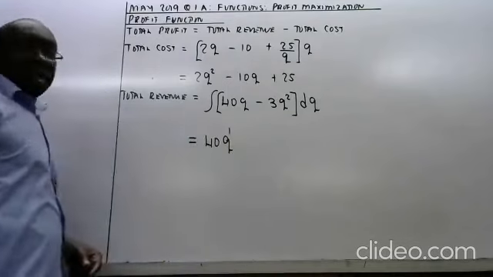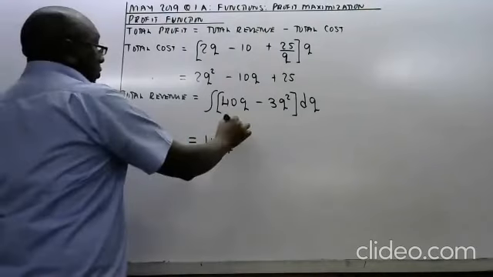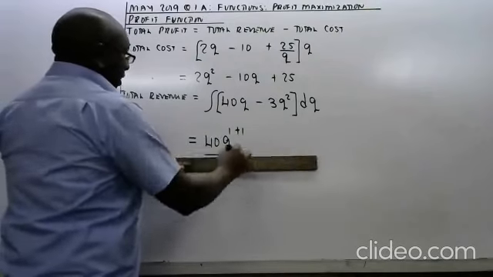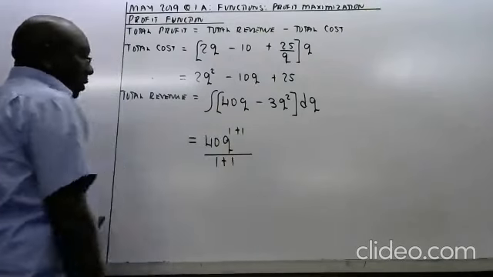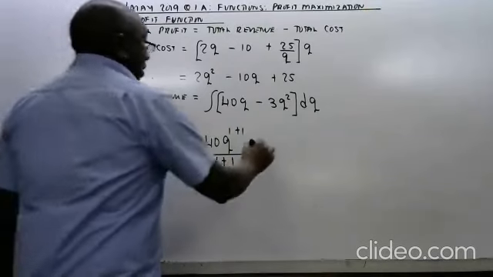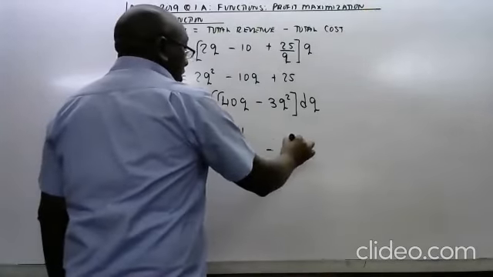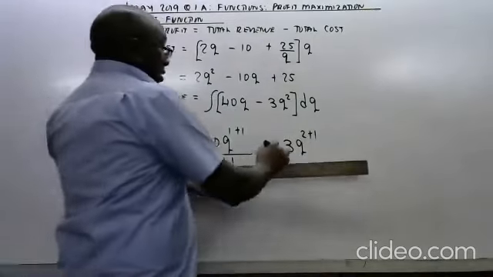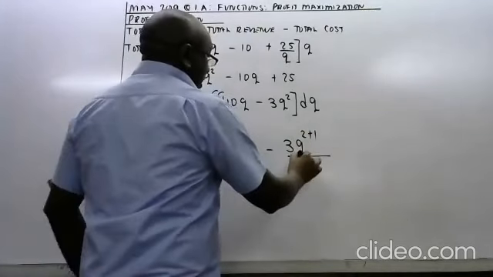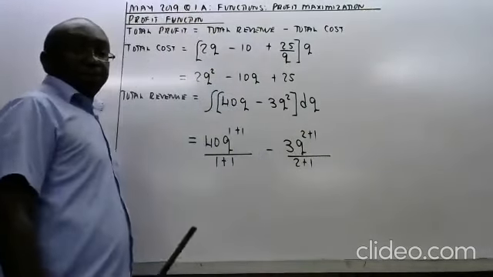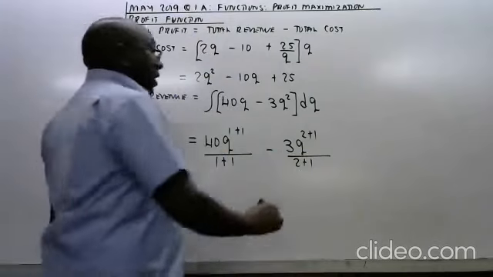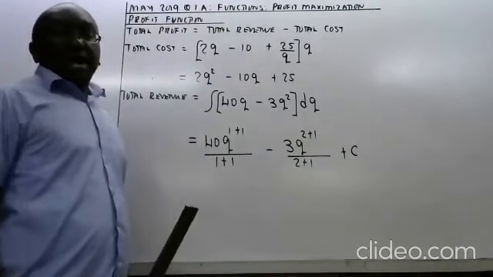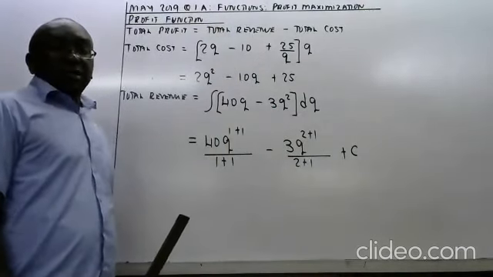40Q, which is currently raised to power 1, you add back 1, then you divide by the new power, 1 plus 1, minus 3Q squared, you add back 1, divide by the new power, 2 plus 1, and then you add the constant of integration, C.